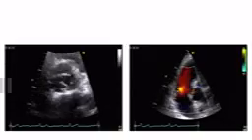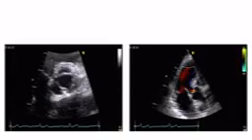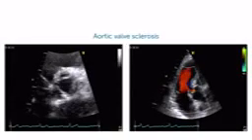And does this patient have aortic regurgitation? Well, actually, it's only traces of regurgitation, and this is a clear example of AR in aortic sclerosis.